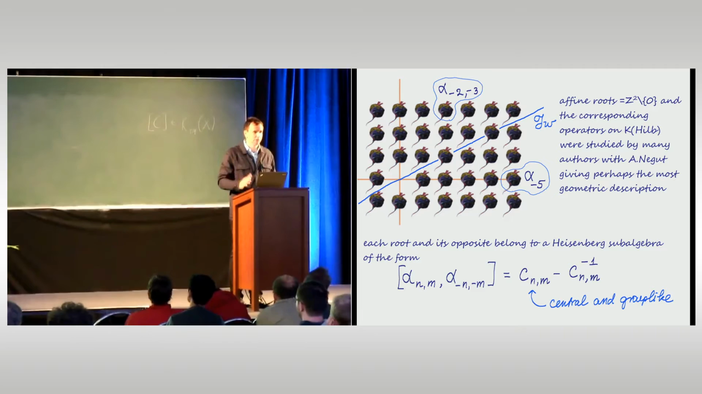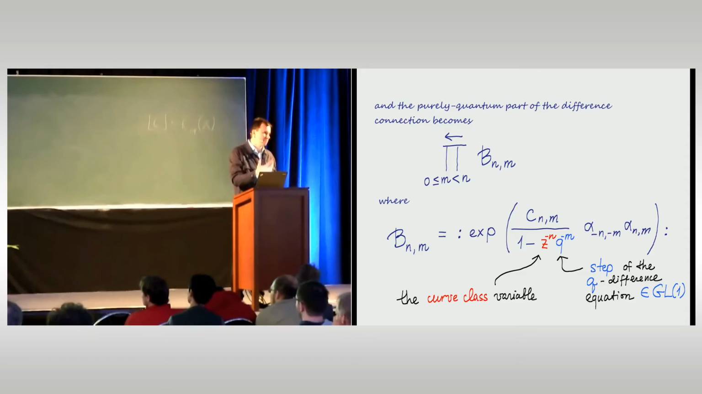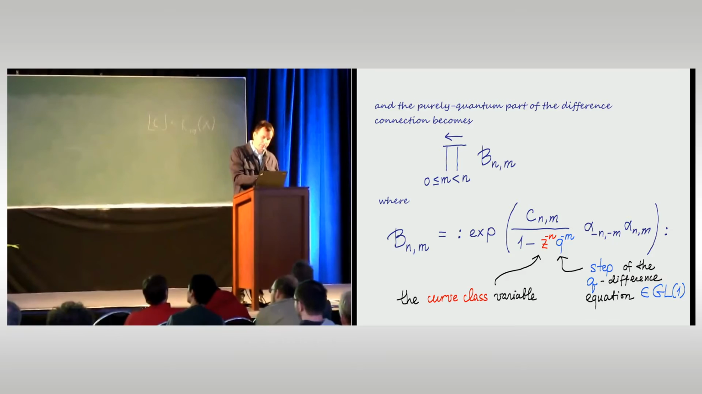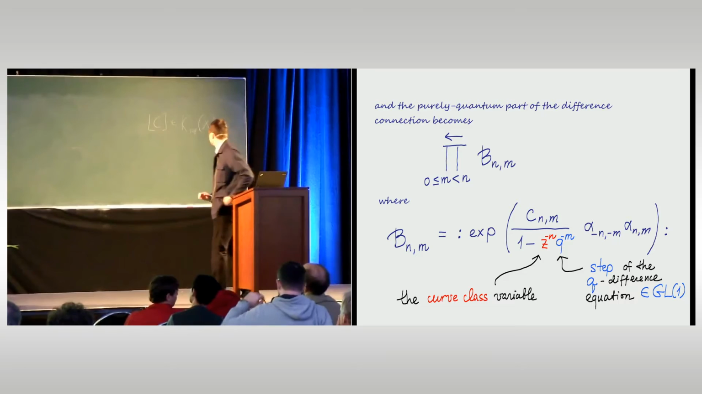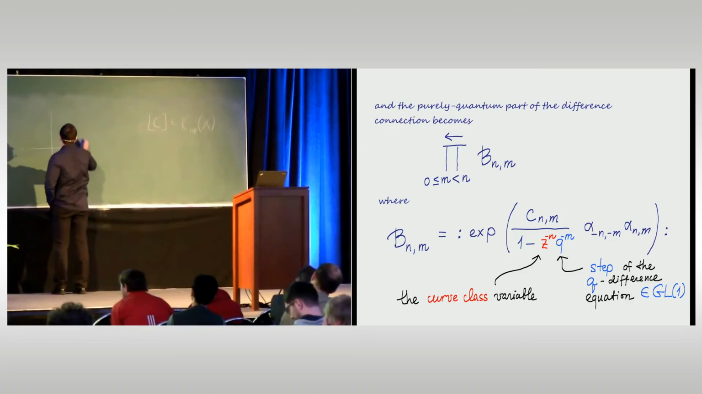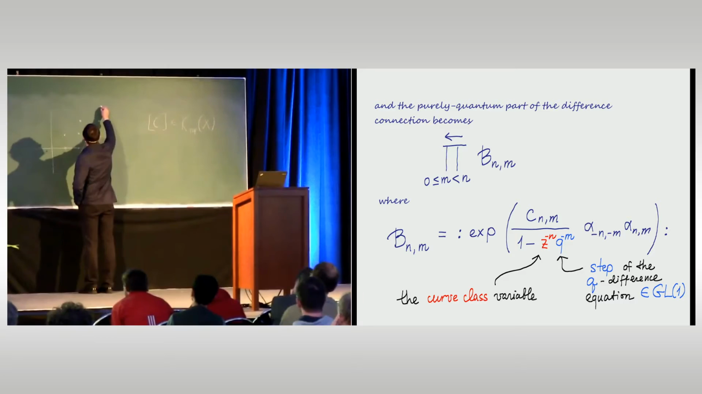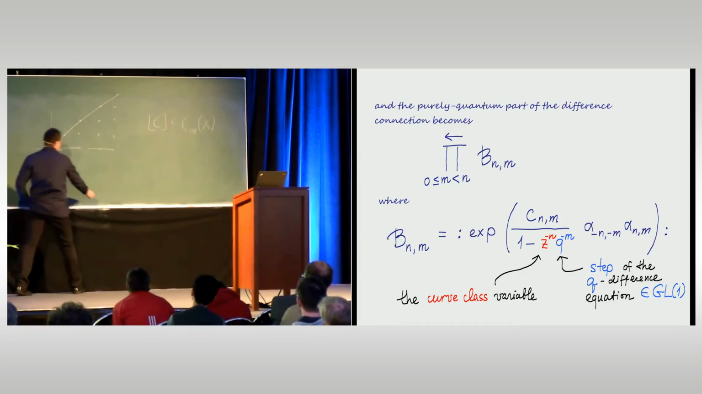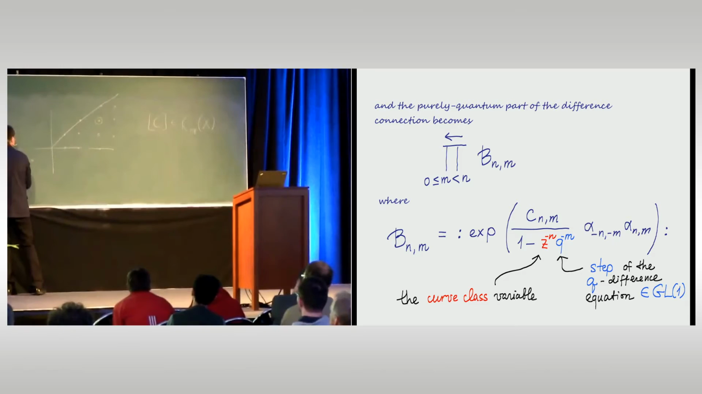If you want the operator in the quantum difference connection corresponding to the shift by O(1), what you do is the following. You take an ordered product according to the slope. My root lattice was the integers in the plane, and I take an ordered product of all of these in this ray. For every one of them, this operator and the opposite operator form a Heisenberg algebra.